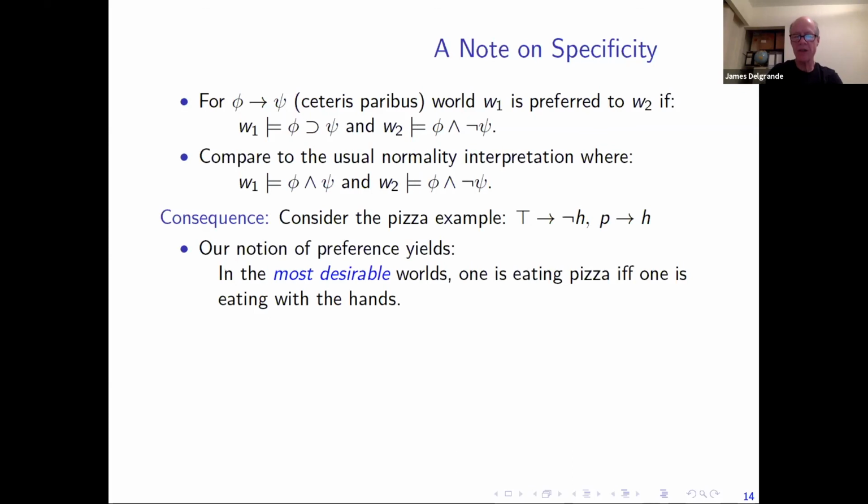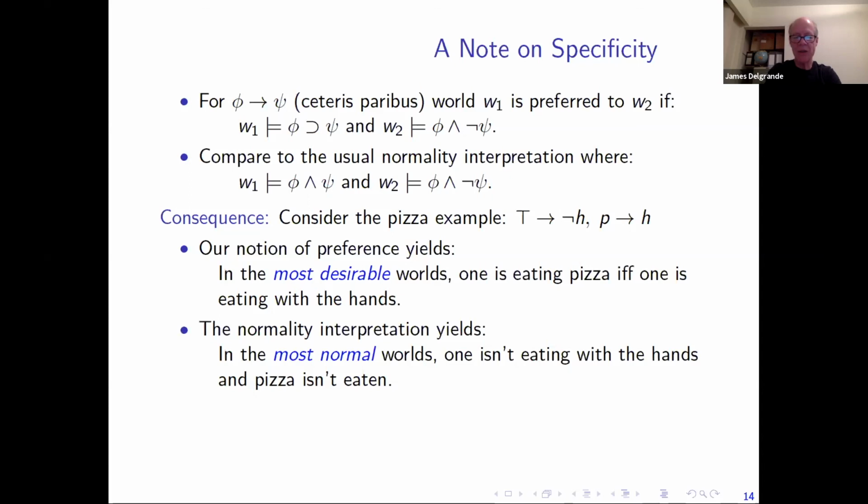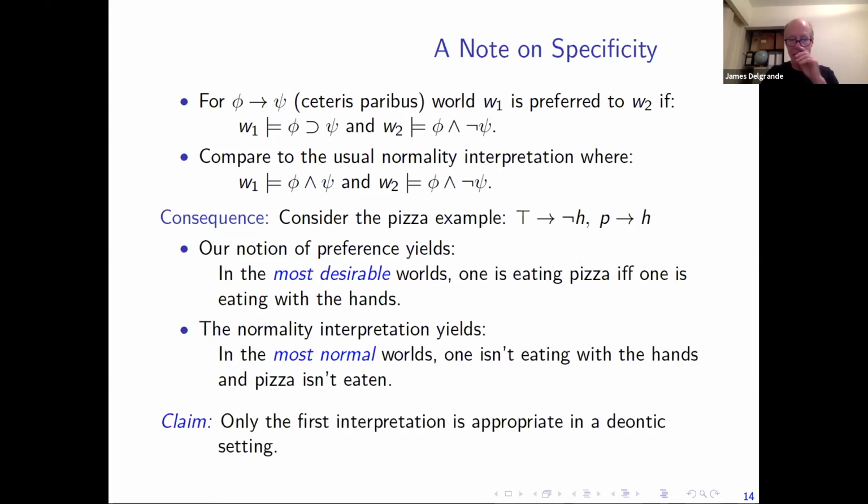If we consider our pizza example: don't eat with your hands; if you're eating pizza, eat with your hands. Our notion of preference yields in the best or the most desirable worlds, you're eating pizza if and only if you're eating with your hands. If we gave this a normality interpretation, we'd get in the most normal worlds, one isn't eating with the hands and pizza isn't eaten. So from a notion of obligation, this would say that, well, you shouldn't be eating pizza, which really, I would claim, is the wrong interpretation. The claim being that if we're dealing with deontic concepts, only the first interpretation is appropriate.